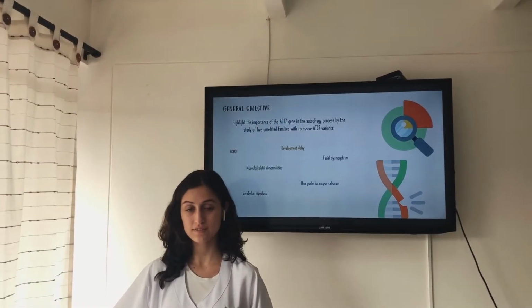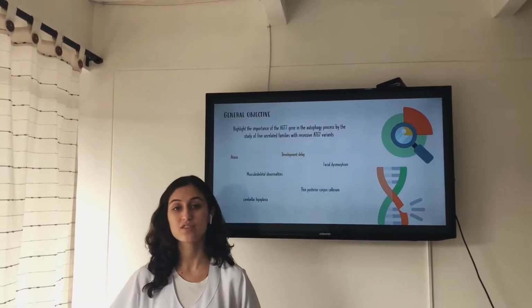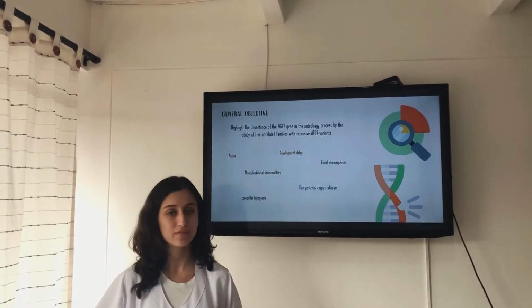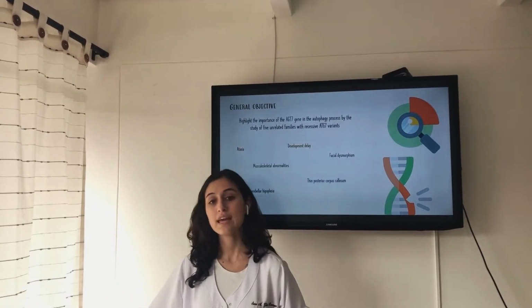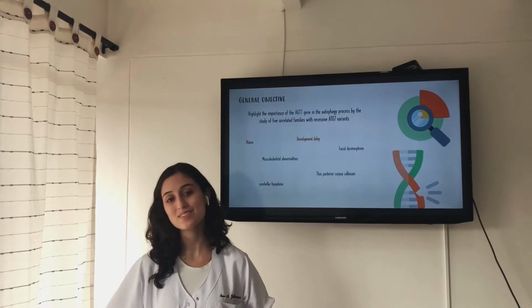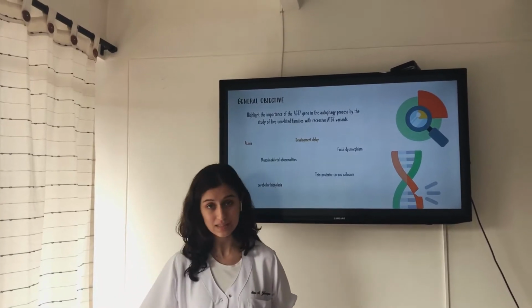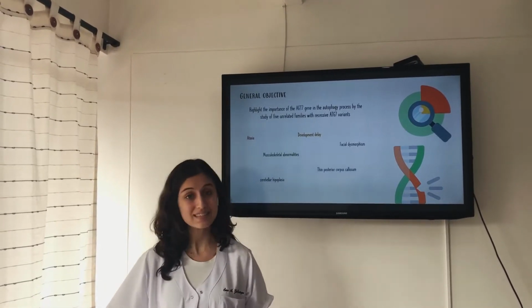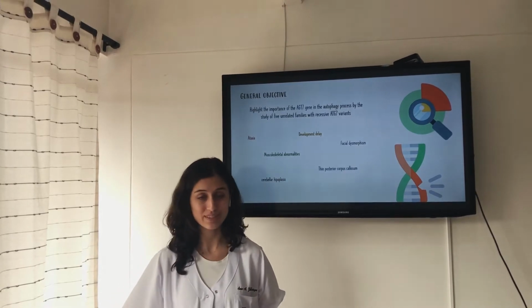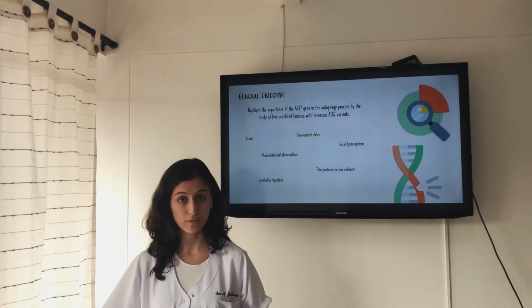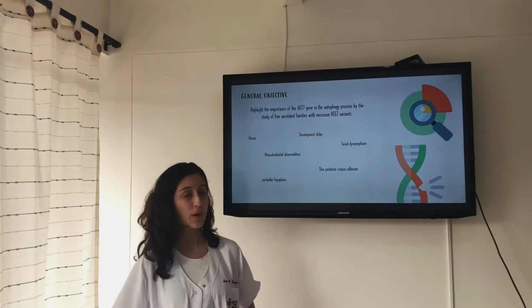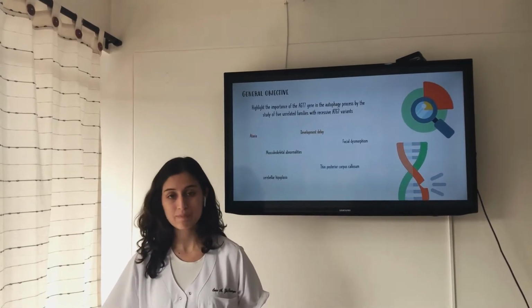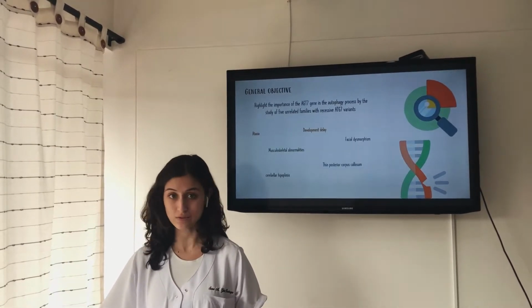General objective. The objective of this investigation is to highlight the importance of the ATG7 gene in the autophagy process by the study of 5 unrelated cases of recessive ATG7 variants that were damaging because they affected the function of the proteins. It's important to note that these 5 patients had a neurodevelopmental syndrome.